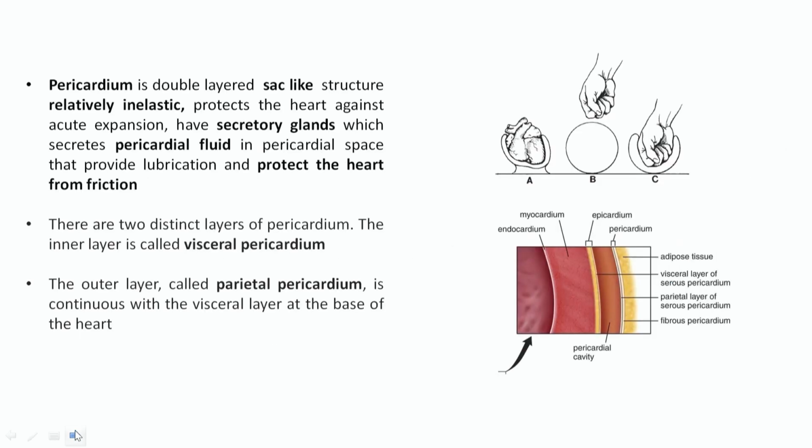It also has an important layer called the pericardium, which is a double sac-like structure that is relatively inelastic and protects the heart against acute expansion. It has secretory glands which secrete the pericardial fluid, and that protects against any kind of friction during the contractions. So it has a very important role in protecting the heart from any kind of shock.